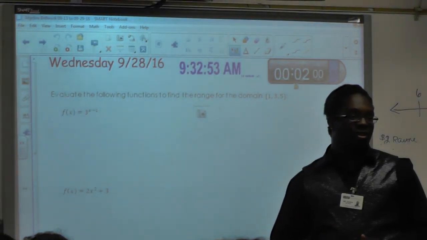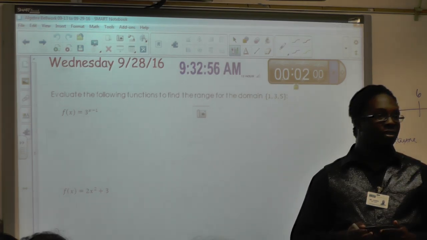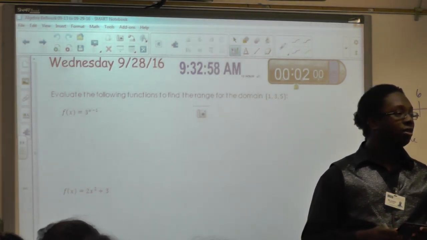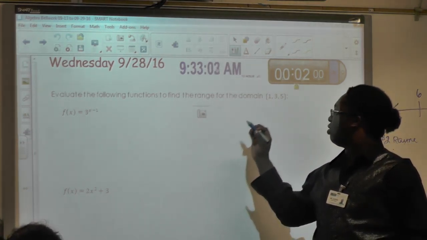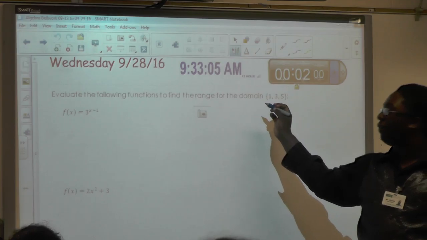And for the first problem, f of x is equal to 3 to the x minus 1, what are we going to do first? Plug in the x value. So we want to plug in which one first? The first one, so 1.